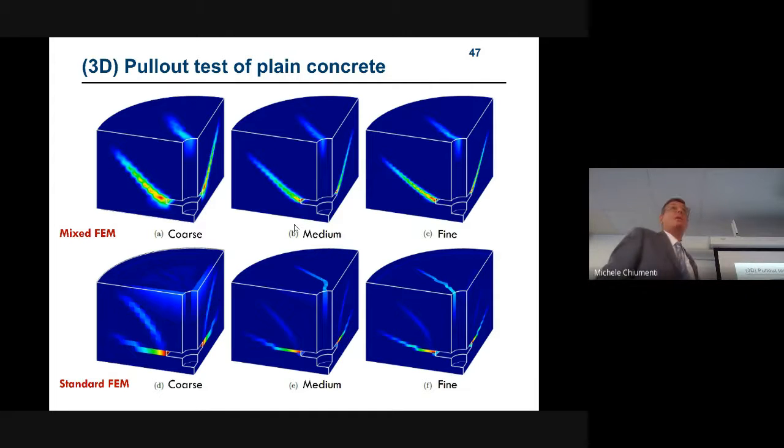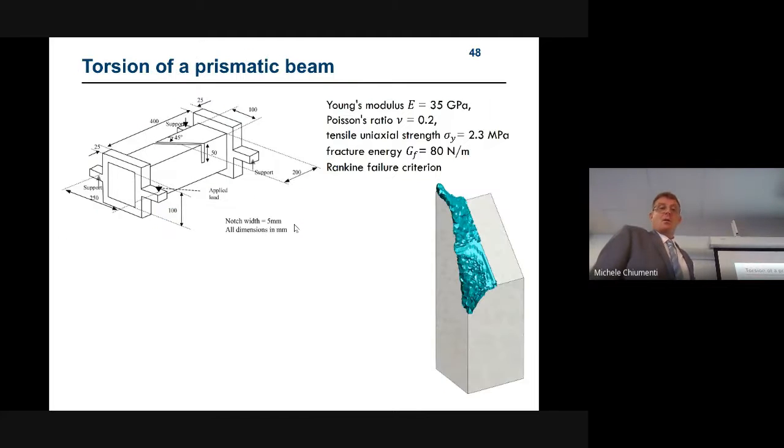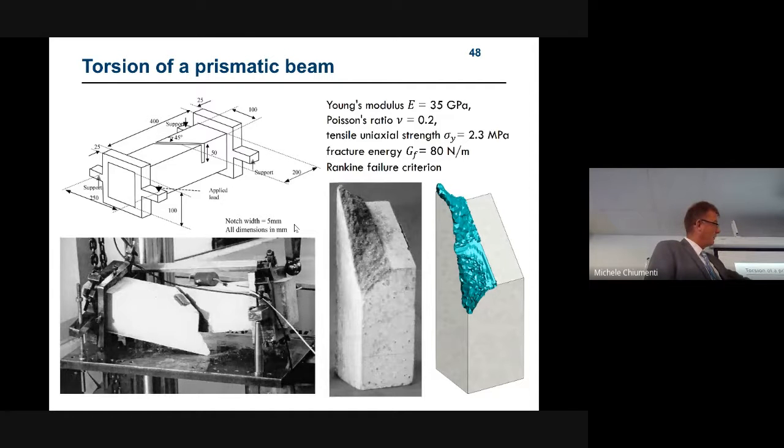This is the Rankine model. Okay, this is a torsion test. This is a predefined cut in the bar. You do the torsion, and this is the experimental result. This is the numerical result. No tracking, no tricks, just mixed formulation. Just switching the finite element technology, nothing else. The constitutive model is the same. The balance equations are the same. Nothing changed. Just the finite element technology.